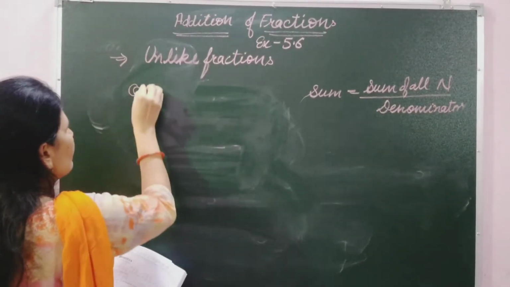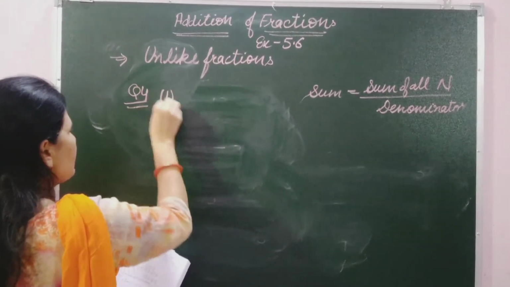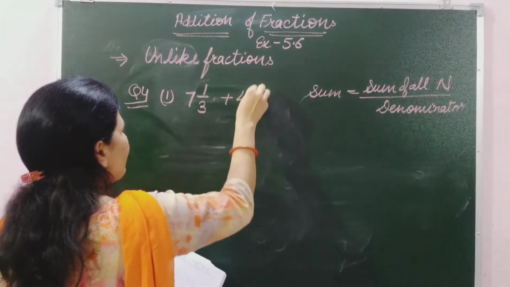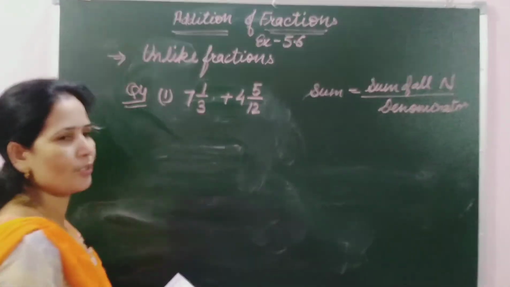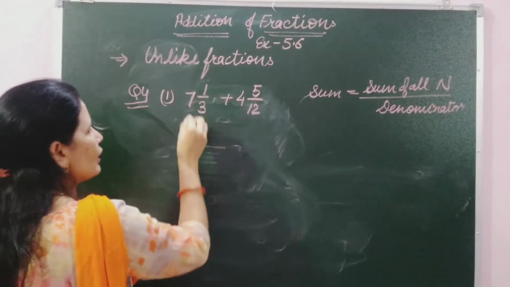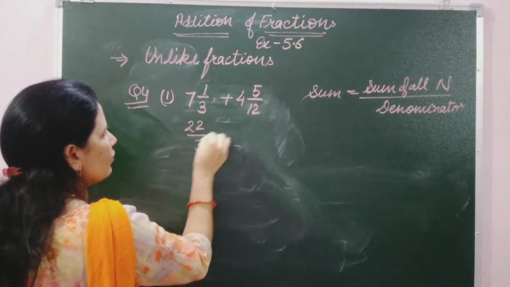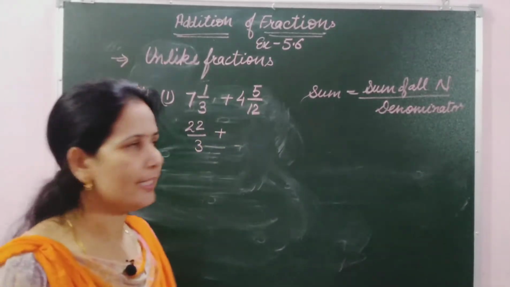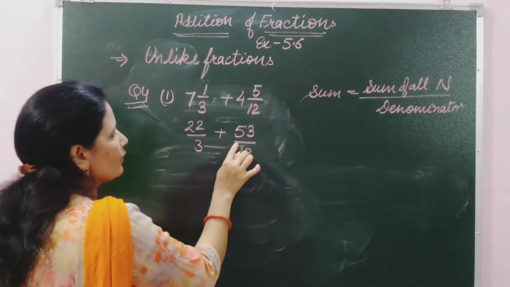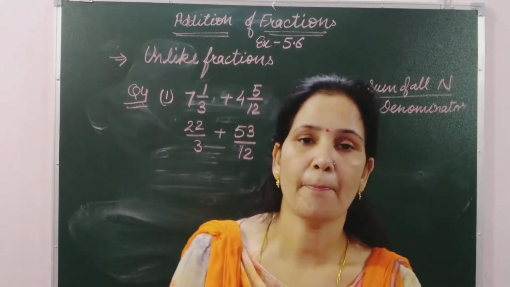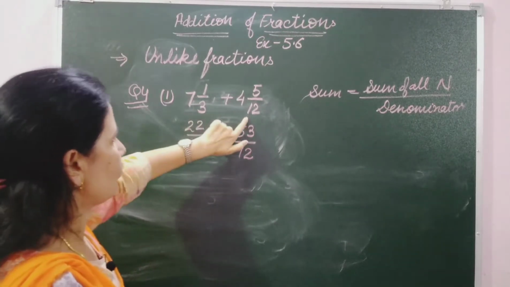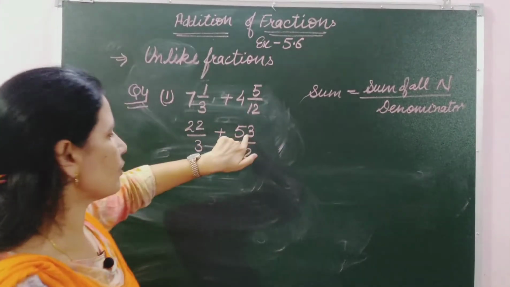Question number 4. Find the sum. That sum is 7 1 by 3, the first part I am going to explain here, and 4 5 by 12. Okay students, this one is our equation: 7 1 by 3 plus 4 5 by 12. So 7 3s are 21, 21 plus 1 is 22 by 3. And 12 4s are 48, 48 plus 5 is 53. Now the first step we have done: we have converted these into improper fractions. Check the calculation again: 7 3s are 21 plus 1, 22, and 12 4s are 48, 48 plus 5, that is 53 by 12.